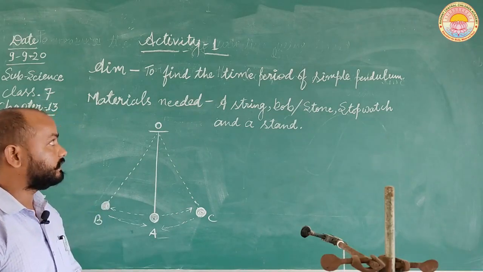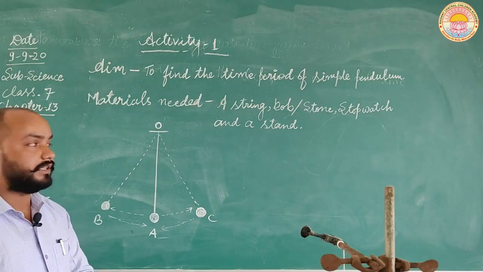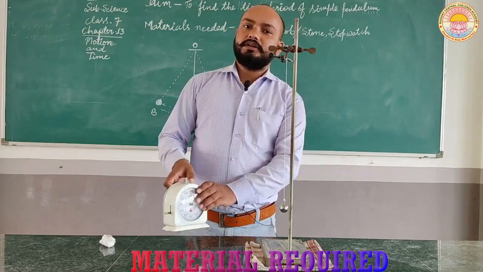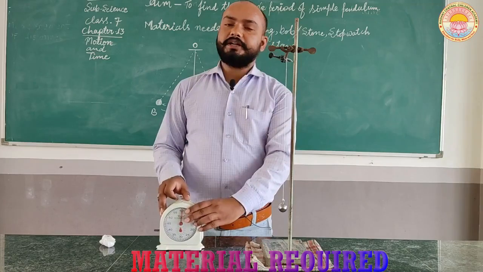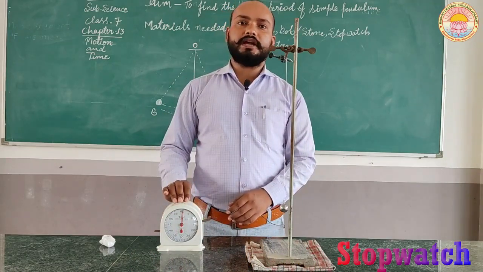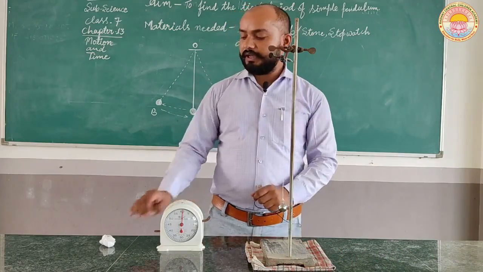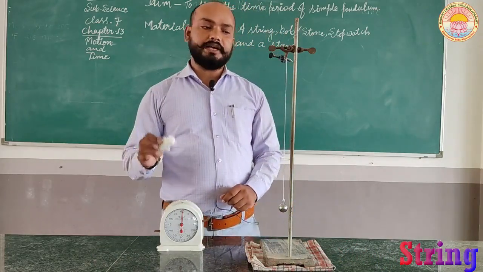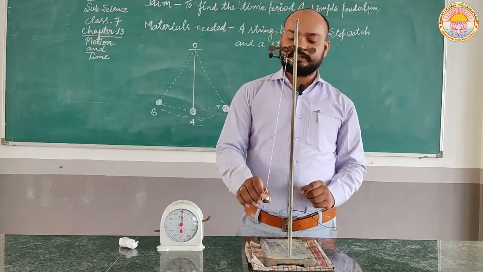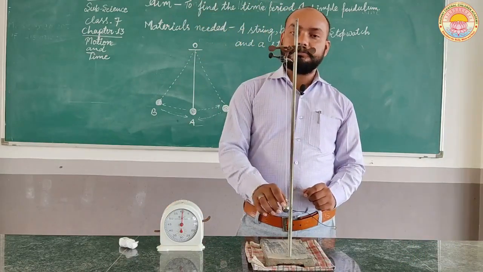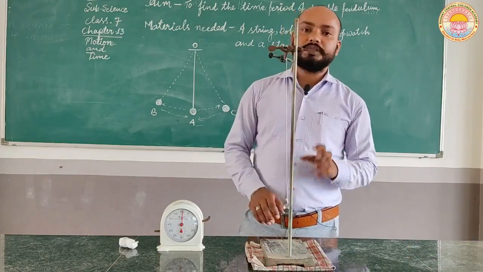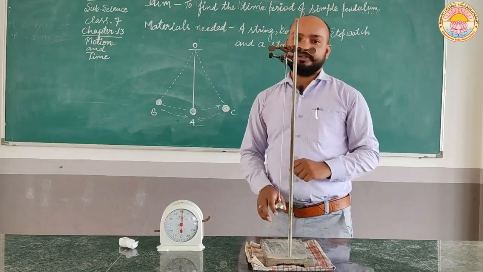Now let us start our activity. To perform this activity we require some materials. First is a stopwatch, which will be used to measure the time taken by the pendulum; a string, which is used to tie up the bob; a metallic bob, which is a spherical structure used for making a pendulum; and a stand. These are the materials we are going to use to conduct this activity.